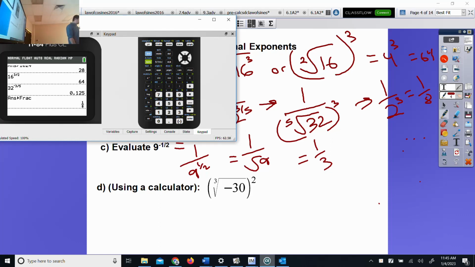What is interesting to y'all is how to use a calculator, because that's what matters most to you. Evaluate using a calculator. On your keypad, do you see a cubic root function? You see a little square root symbol with a 3 next to it. Yes or no? No. It's not there. That's why you learn how to convert to exponents.